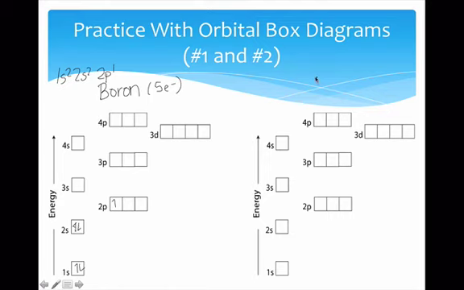Let's do chlorine. Chlorine should have 17 electrons. So let's do this a different way. 1, 2, 3, 4, 5, 6, 7, 8, 9, 10, 11, 12, 13, 14, 15, 16, 17. All right, and if I were to look at chlorine's electron configuration, it would be 1s2, 2s2, 2p6, 3s2, 3p5. There we go, because there's 5 in there. So these are just a visual representation of our electron configurations.